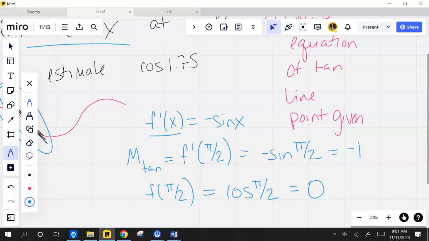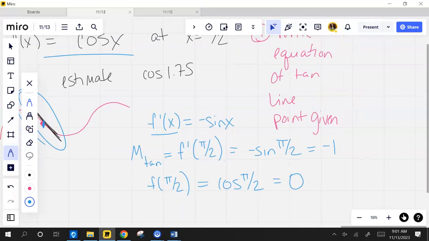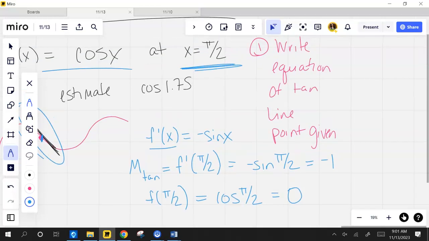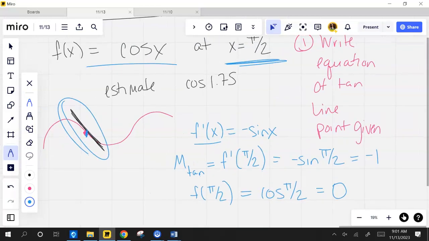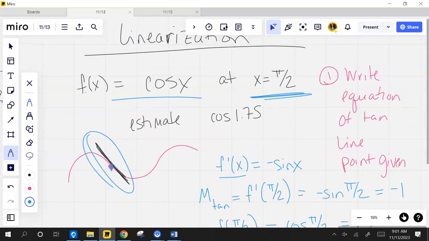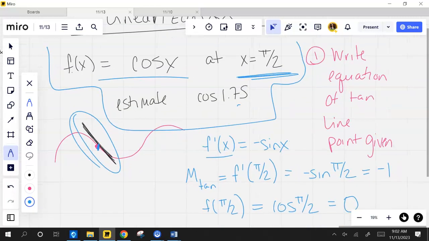Now this is set up to be easy for you because they're giving you the x at which you should plug in, and for this one they always will be. Okay, so I'm going all the way back to like unit 2 where I wrote equations of tan lines. That's given in the problem. These are the directions: if f of x equals cosine x, estimate cosine 1.75 using linearization, and no calculator.